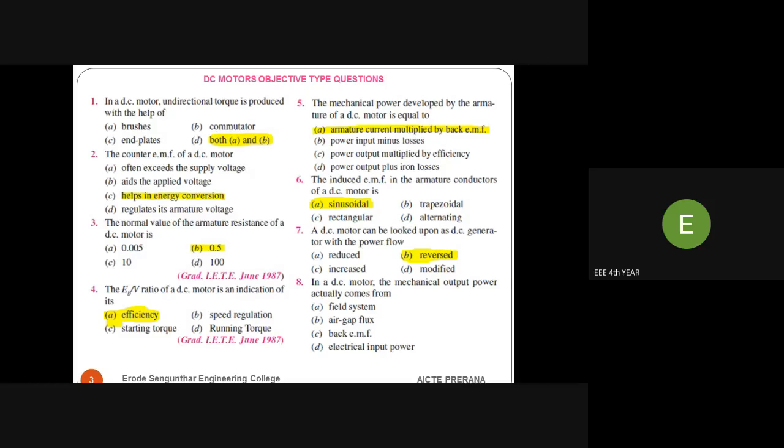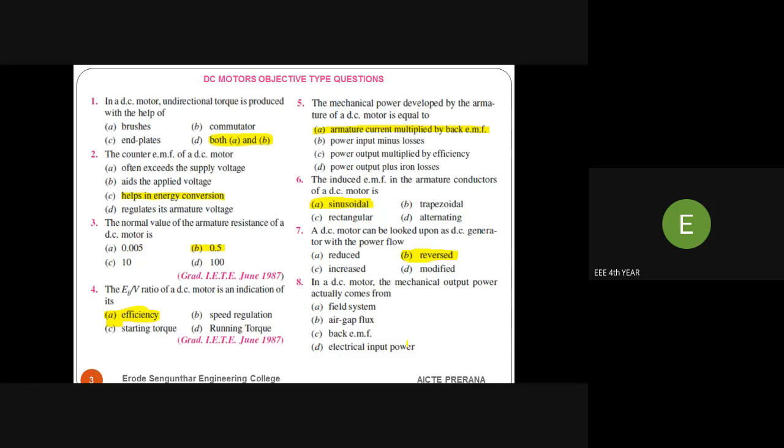Question number 8. In a DC motor, the mechanical output power actually comes from: field system, air gap flux, back EMF, and the last one, electrical input power.